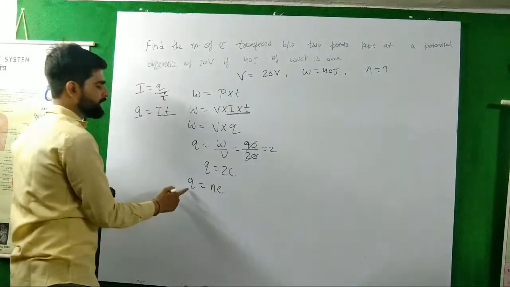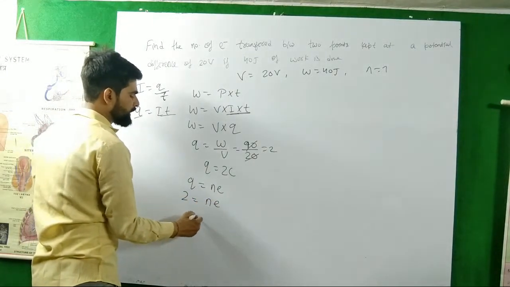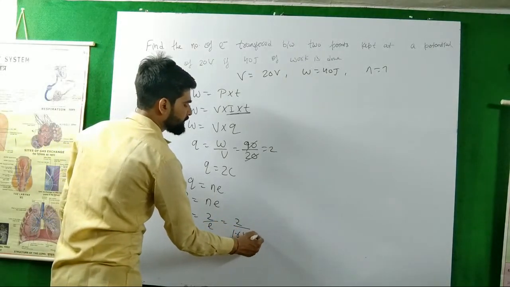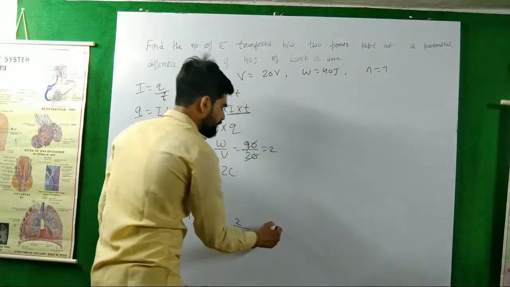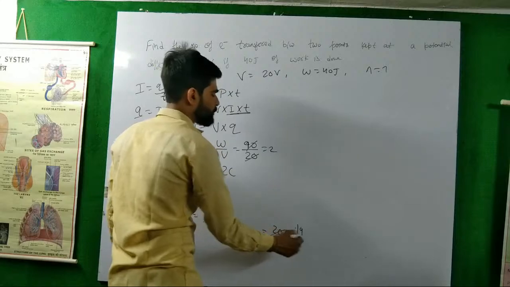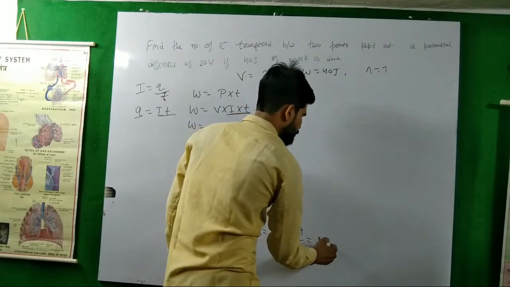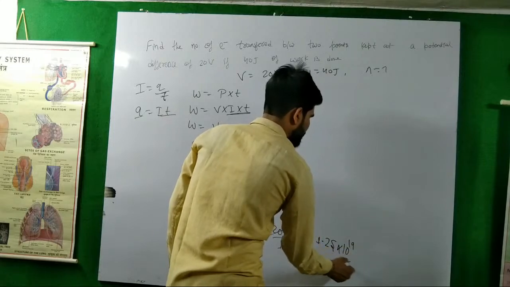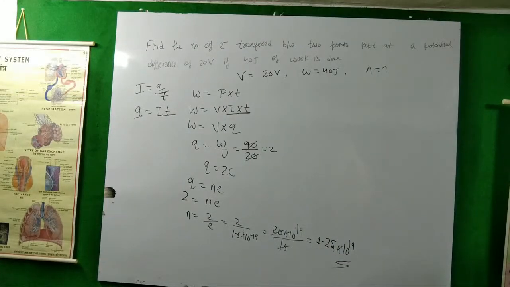Q is equal to Ne, and the value of Q is 2. We have to find the number of electrons, N. So N is equal to 2 upon e, and the value of e is 1.6 into 10 to the power minus 19. We know very well the charge on an electron is 1.6 into 10 to the power minus 19. So 20 into 10 to the power 19 upon 16. Now divide 20 by 16, and we get 1.25 into 10 to the power 19. It is the total number of electrons present.